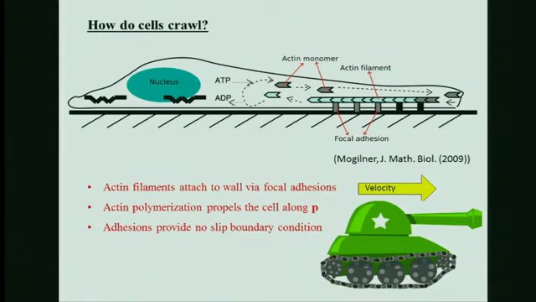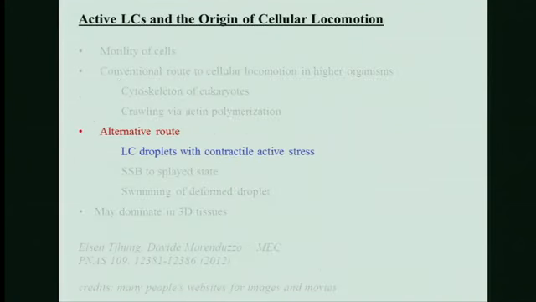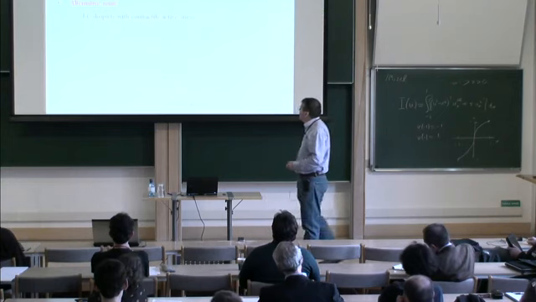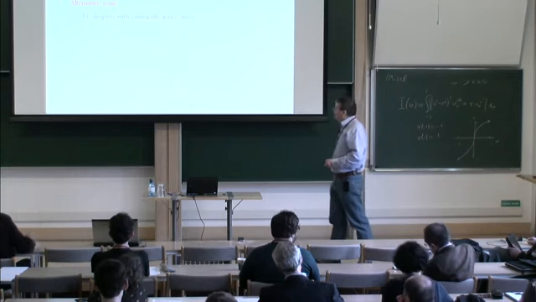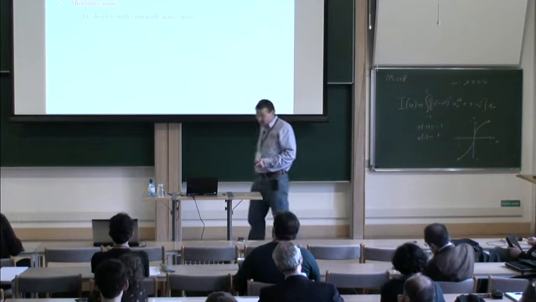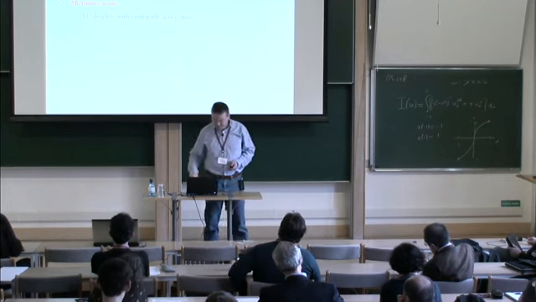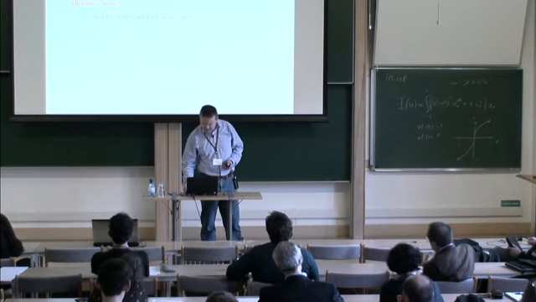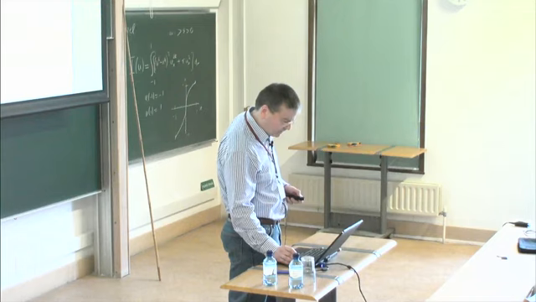So that's the crawling mechanism, which, as I say, is reasonably well understood. But it needs a wall. Okay, so what I want to do then is tell you about this alternative route to cellular locomotion, which is simpler and is best understood from a liquid crystal perspective.